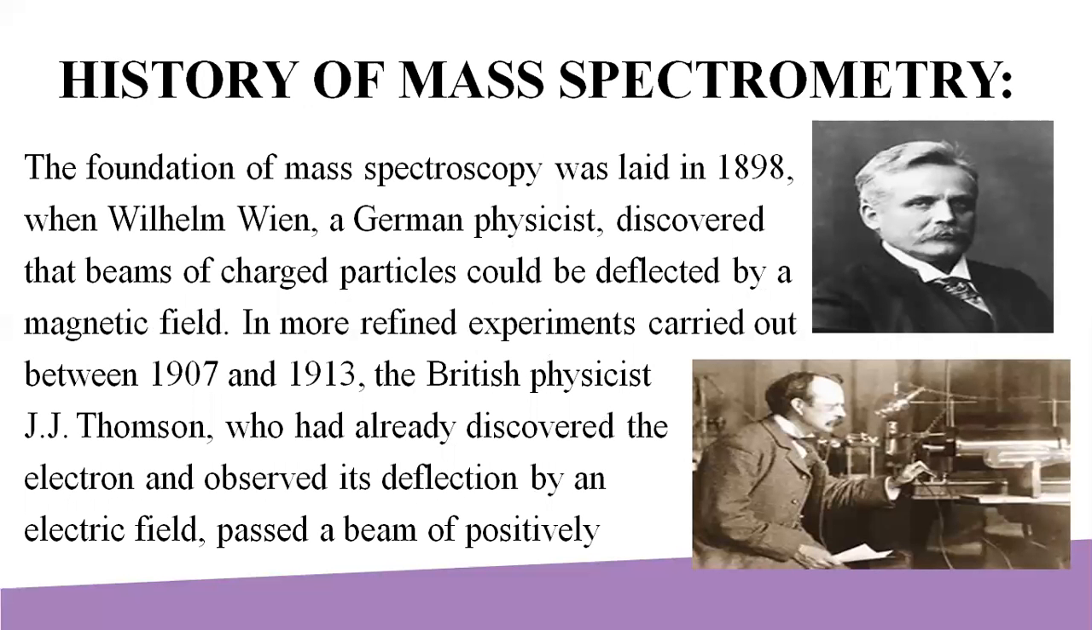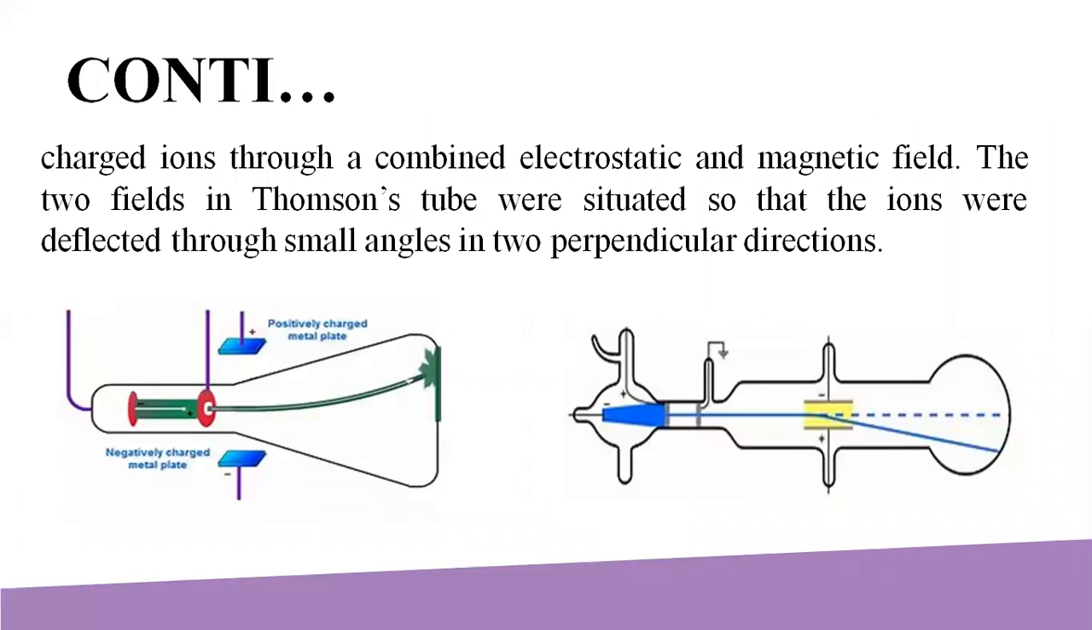History of mass spectrometry. The foundation of mass spectroscopy was laid in 1898 when William Wien, a German physicist, discovered that a beam of charged particles could be deflected by a magnetic field. In more refined experiments that were carried out between 1907 and 1913, the British physicist J.J. Thomson, who had already discovered the electron and observed its deflection by an electric field, passed a beam of positively charged ions through a combined electrostatic and magnetic field.